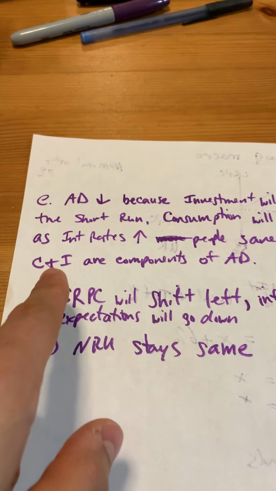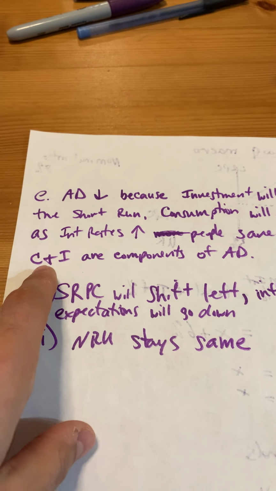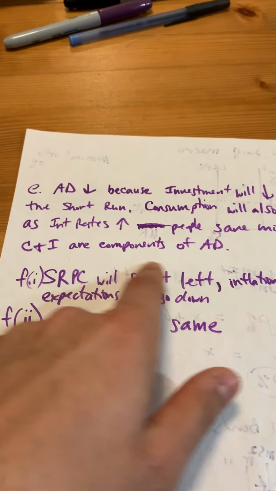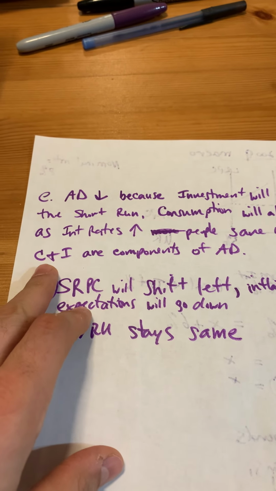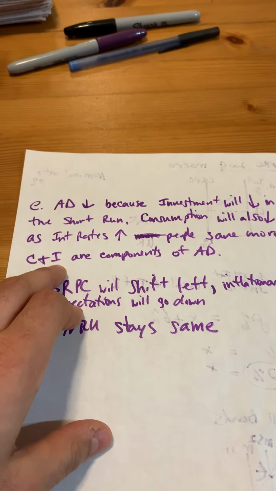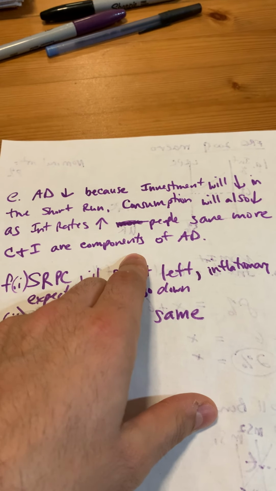Consumption will also increase as interest rates rise. I put down people save more. So consumption and investment are both components of aggregate demand. They love this phrase, right? Whenever AD is shifting because of C or I, they want to make sure you understand that C and I are both components of aggregate demand. Don't just assume that we know that.